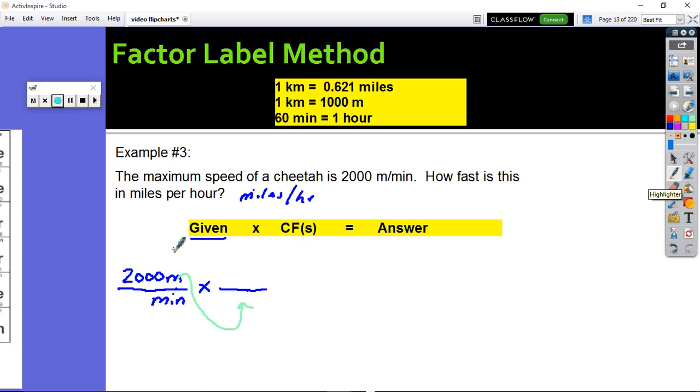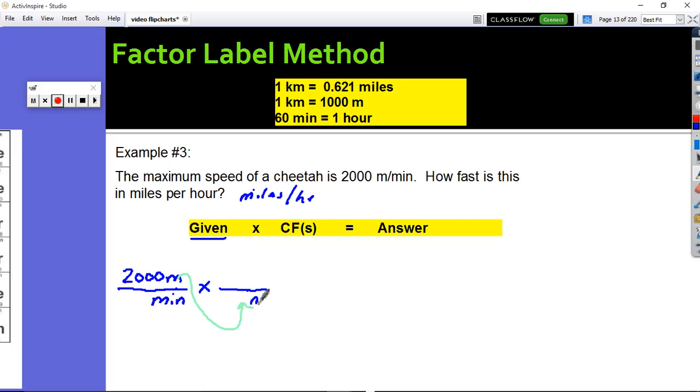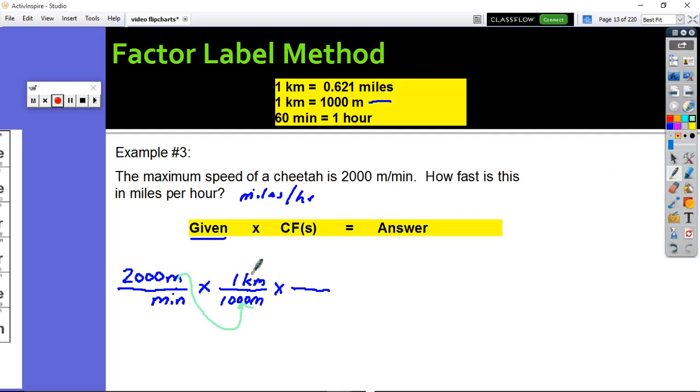And taking a look at our conversion factors, do we know anything about meters? We do right here. 1,000 meters is equal to 1 kilometer. So 1 km on the top. Now, that's a start. But we don't want kilometers. We want our answers to be in miles per hour. So since we're not done, let's do another conversion factor. And what we know is that whatever unit's on top is going to go on the bottom. So we're going to do that next.